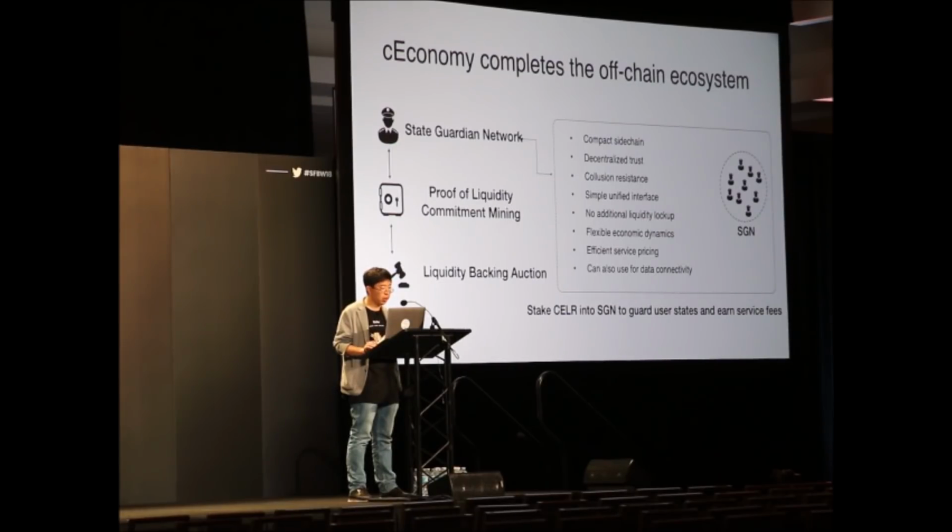So the Celer token here is working like a work authorization token. And it enables a very flexible economic dynamic and very efficient service pricing. Because it's just a one-direction price deciding factor, I'm submitting my state to this State Guardian Network, and I can choose whatever price I want, to the level that enough State Guardians will be covering for my state. And it can also be used as a data connectivity fabric to solve the data connectivity challenge.